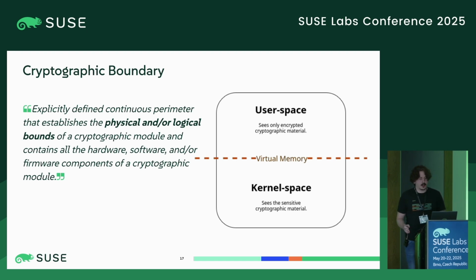And in the case of a logical bound, there is this notion of virtual memory isolation. And while this invariant holds, we can assume that the cryptographic boundary is sound because user space will not see the sensitive cryptographic material, and only the kernel will see it.